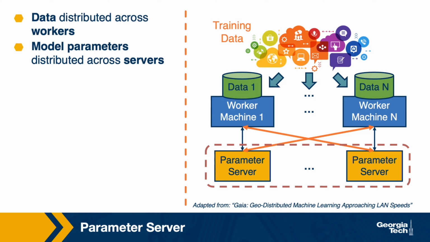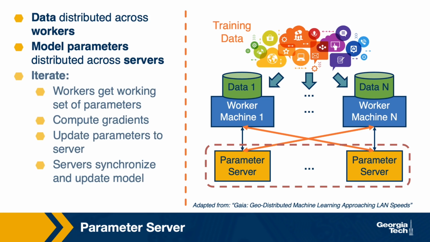The system is deployed in a data center or in a cluster with many machines. Some of these machines will be workers and others will be designated as parameter servers. The training data is distributed across all of the workers, and the model parameters need to be distributed to all the servers. The learning process is done in an iterative manner.